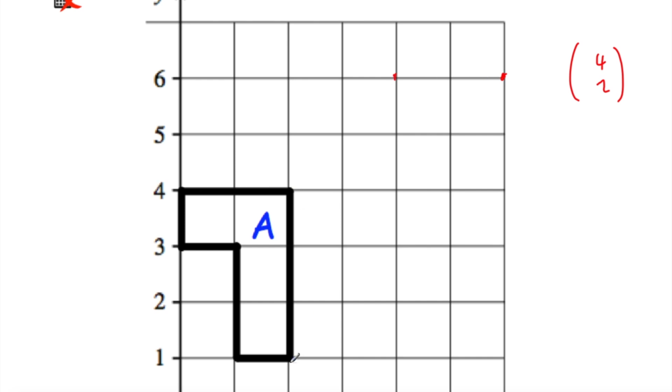Now let's do this point here. 4 squares to the right and 2 up. So 1, 2, 3, 4, and 2 up, 1, 2. So there's the bottom right hand corner. This one, 1, 2, 3, 4, and 2 up, 1, 2. We'll move to there. As you can see, the shape's forming.